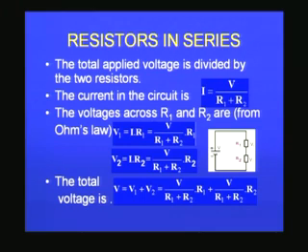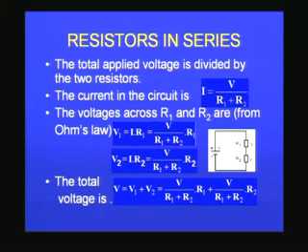Similarly, the voltage V2 across the resistance R2 is given by I times R2, where I is again given by V by R1 plus R2, because it is the same current which is flowing through both the resistors. Therefore, V2 is given by V by R1 plus R2 times R2. So, we have seen there are two voltages, V1 and V2, developed across the two resistors, and what will be V, the total voltage? That will be equal to V1 plus V2, as you all know.